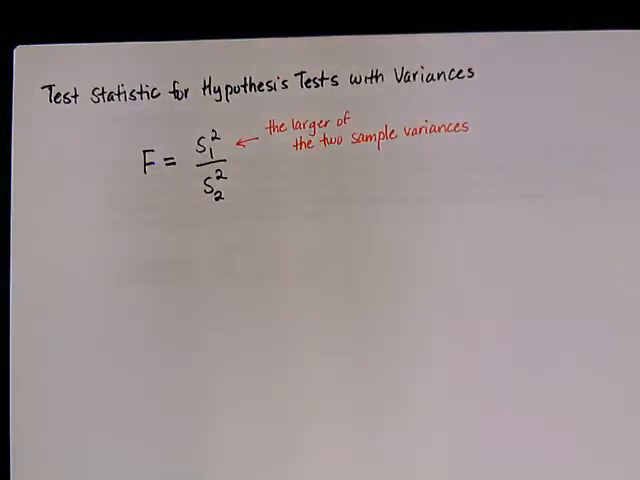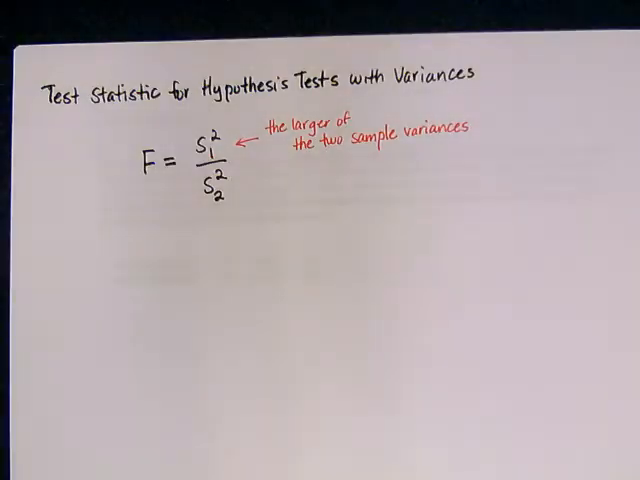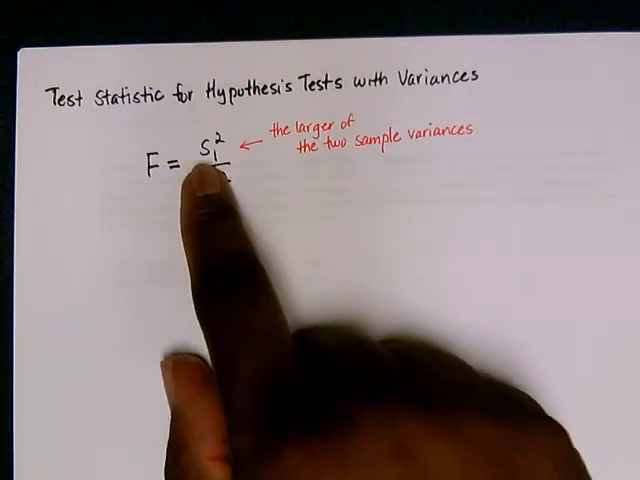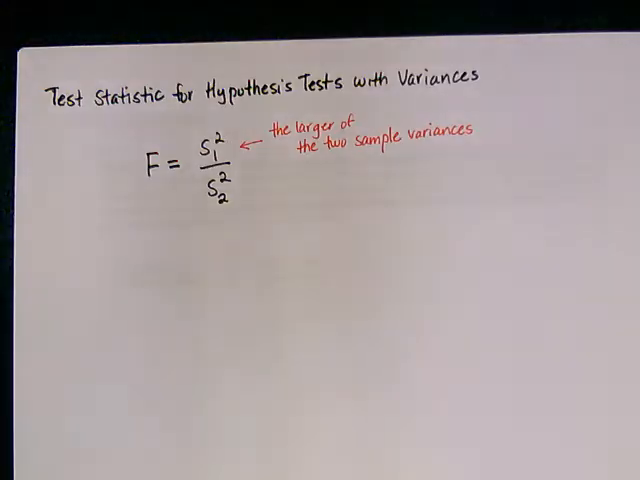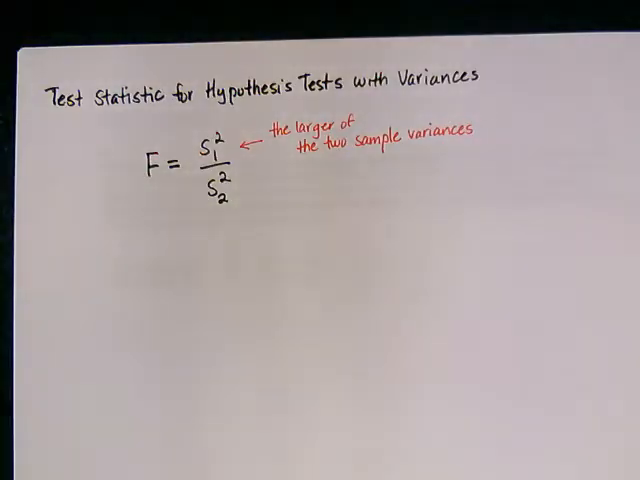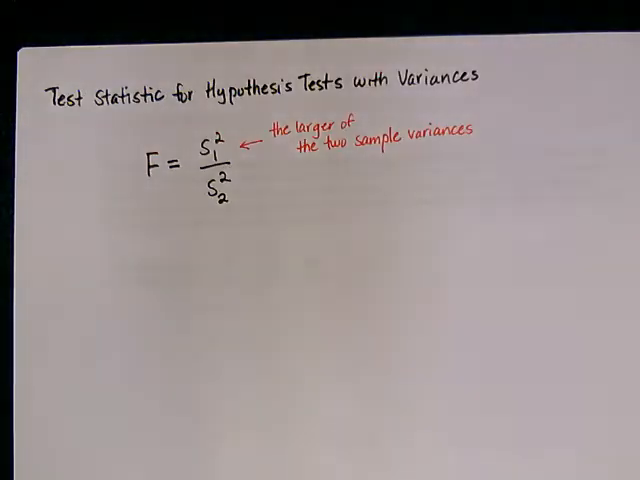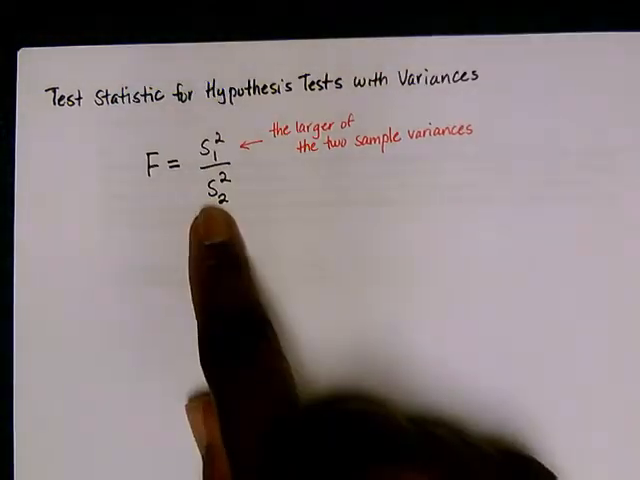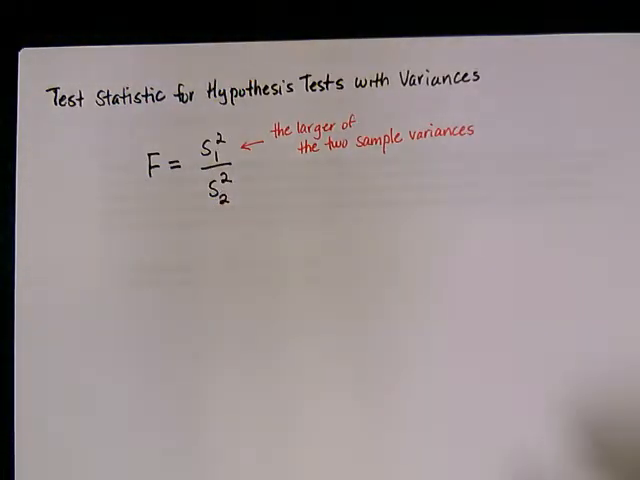Now sometimes you may be given a sample standard deviation. But in this case, you'll take the larger of your sample standard deviations, let that be S1, and then square it. And then S2 squared will be the smaller of your two sample variances. And again, the smaller of your two sample standard deviations will be S2. So you'll take that S2 and square it.